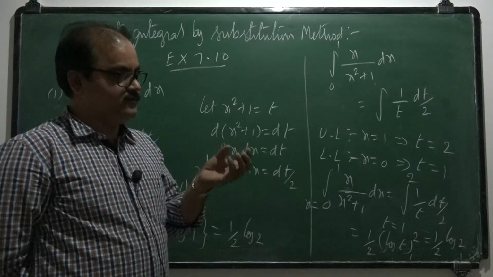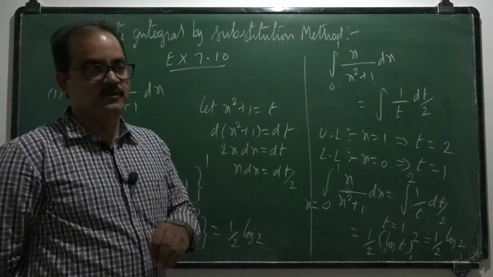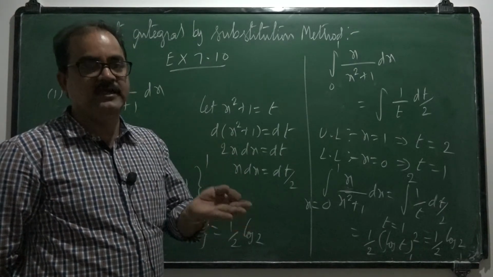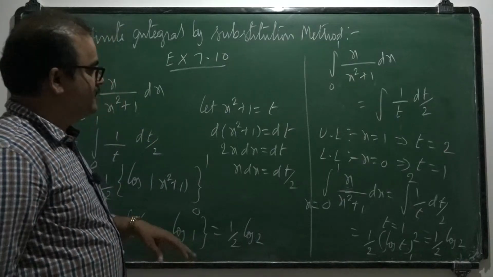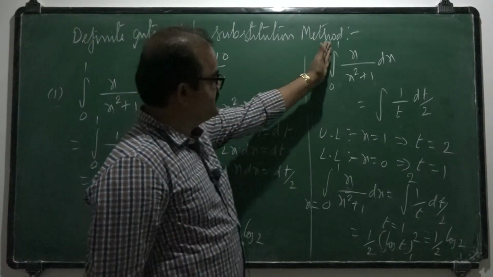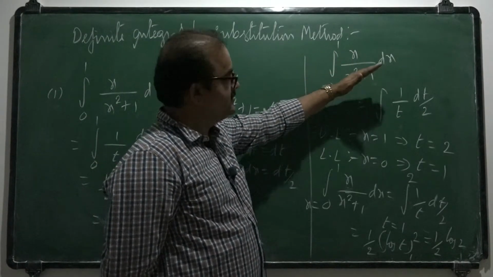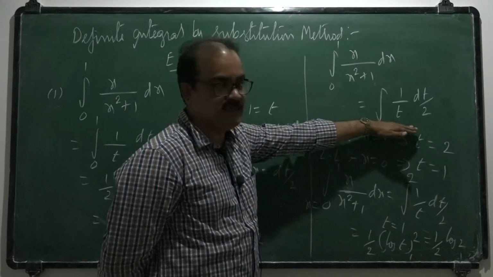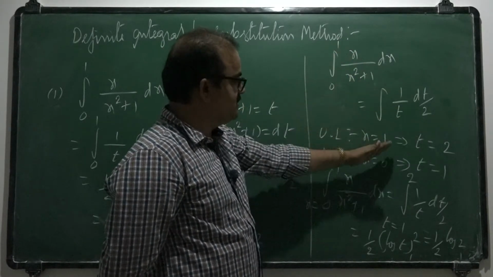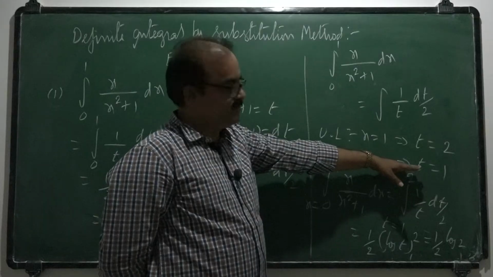Generally, if you change the variable, then you must change the limits also. Here the integration is in terms of x. Change this integration in terms of t. Then you change the limits in terms of t.